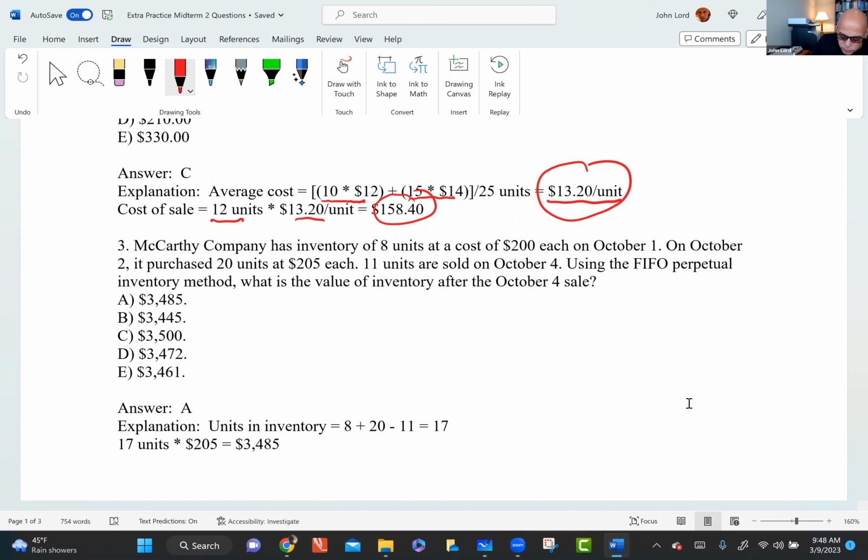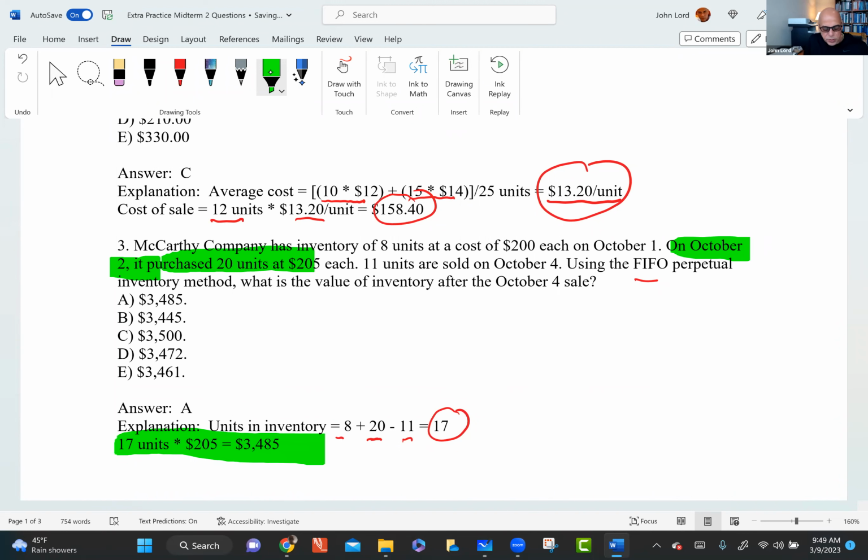Again, they take the same approach. Look, you had 8 units, then you did what? You bought 20 more, you sold 11, you have 17 left. And under FIFO, we're saying that those 17 units are all going to be valued at the value of that last purchase. We purchased those 20 units at $205 on October 2nd, and those will constitute the 17 units that are left. 17 times 205 gives us this 3485. Question?